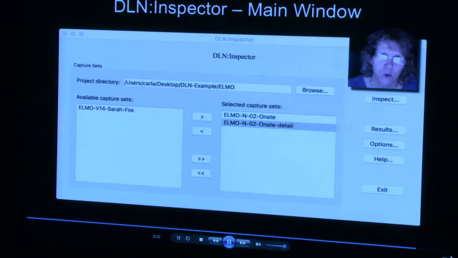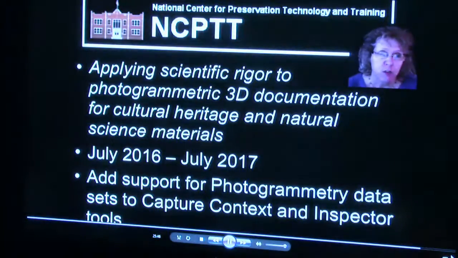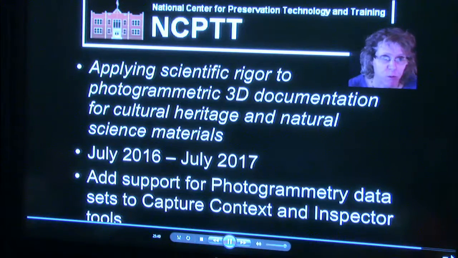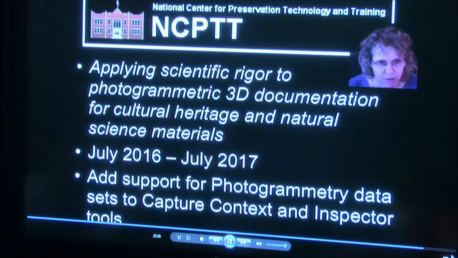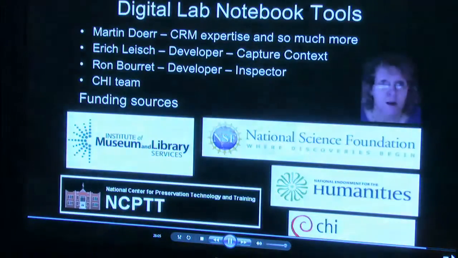We have a secondary tool called the Inspector, and the idea here is that you want to validate that the image sets meet various rules and requirements for the type of digital surrogate that you're trying to create, and then you want that data to also be added to this Digital Lab Notebook. So we are very happy to have some support from NCPTT to add the photogrammetry datasets to these two tools. We have RTI versions that are available right now, or will be, sorry, very shortly available as beta, and we're adding the photogrammetry support right now.